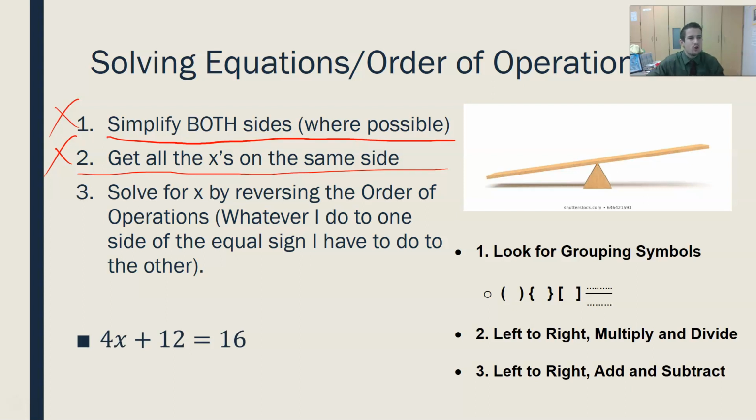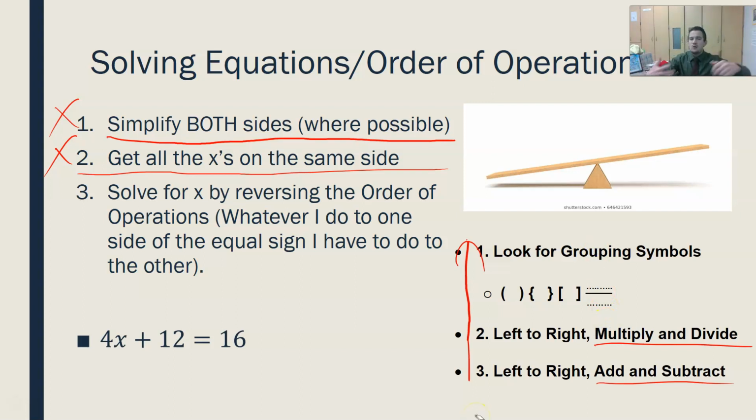So in general, this is how I solve equations. When I was simplifying using order of operations before, I looked for grouping symbols first. And then I moved left to right, multiplying and dividing. I did my multiplication and division. And then I did my addition and subtraction. That's what I did before with order of operations. When I'm solving equations, I'm going to go basically backwards. So first I'm going to take care of addition and subtraction, and then multiplication and division, and then look for my grouping symbols.